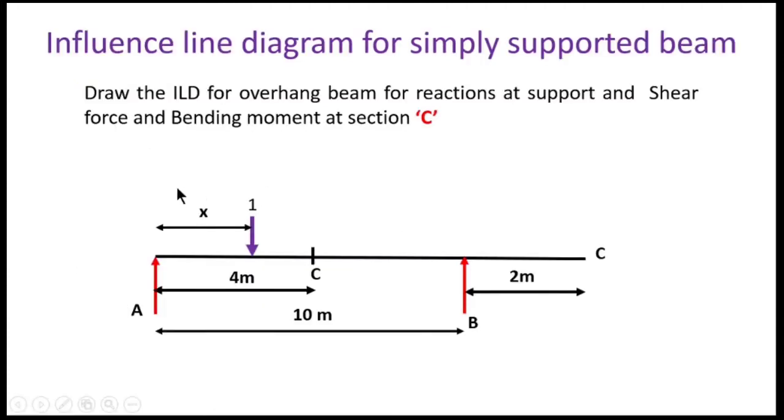Now this is a numerical. Draw the ILD for overhang beam for reaction at support, and also ILD for shear force and bending moment at section C. This section C is 4 meter from the support A, and this overhang is 2 meter, and the span of the beam is 10 meter.